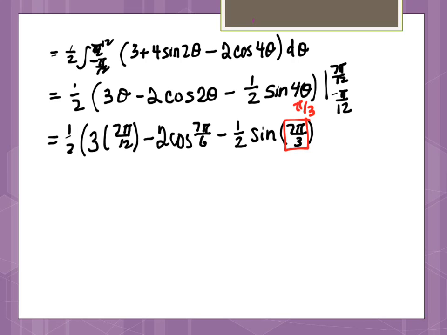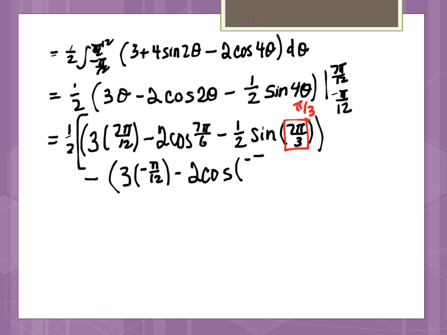All right, and then we're going to take all of this, and we're going to subtract what we get when we plug in negative pi over 12. So this is 3 times negative pi over 12 minus 2 times the cosine of, now we've got negative pi over 6, minus 1/2 times the sine of negative pi over 3. Did I get all those in there correctly?